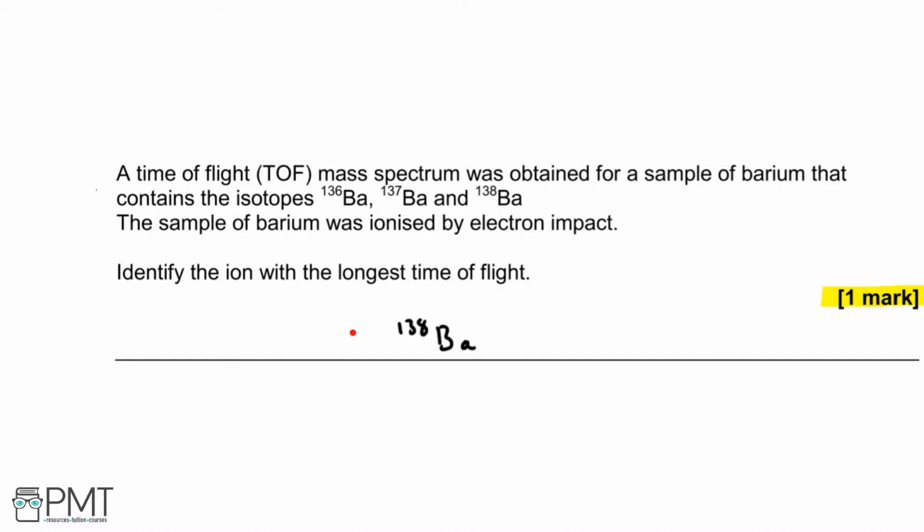However, we can't just write 138Ba like this, as we need to remember that they have been ionized, as it says here, by electron impact. That means that we are going to have +1 ions, so it's going to be 138Ba plus, and that is the form of the ion we need for our 1 mark.